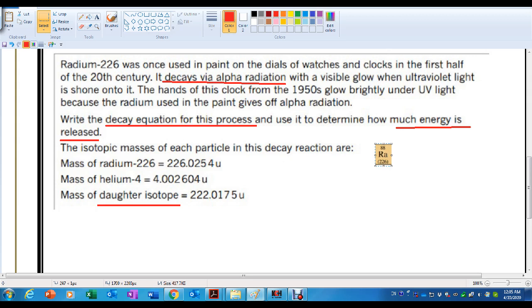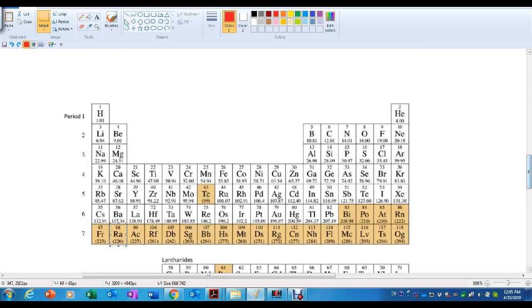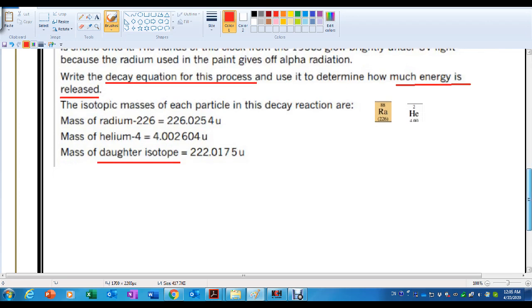So that would be useful. And of course, we know helium is 2,4. I got that for you in case you don't know how to find it. Helium is right here, and 2,4 is quite easy to find. So we got 2, and that's 222. We haven't got the name because they only give you the mass number, so we need to work out the atomic number before we can find it. So first we need to write the decay equation.